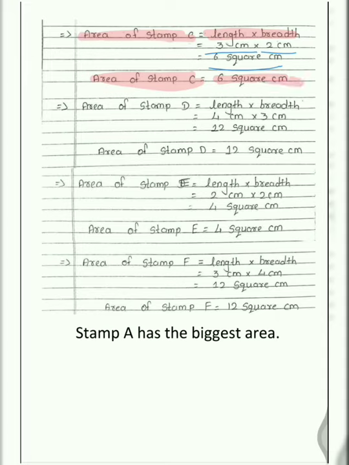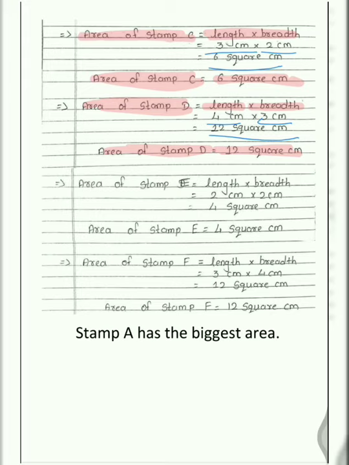Next one, area of stamp D is equal to length multiplied by breadth. Again you have to count it from the figure. In sleeping there are 4 boxes and in standing there are 3 boxes. So 4 centimeter multiplied by 3 centimeter is equal to 12 square centimeter. Our area of stamp D is equal to 12 square centimeter.